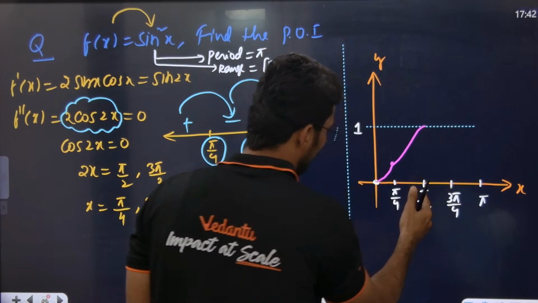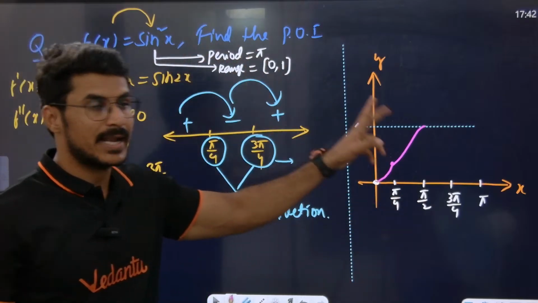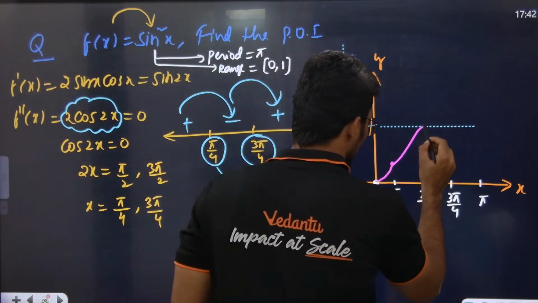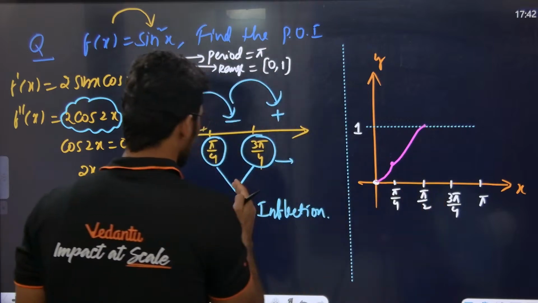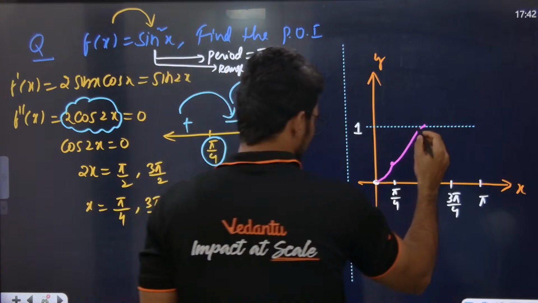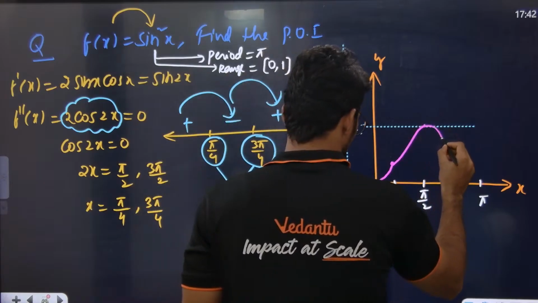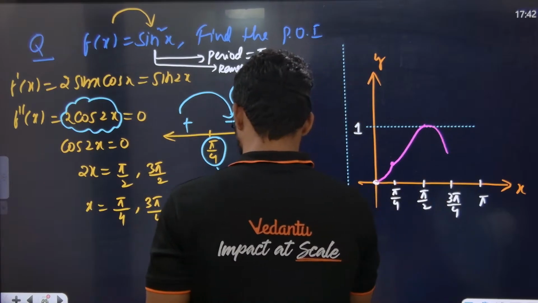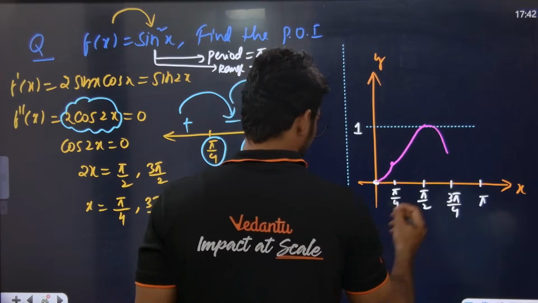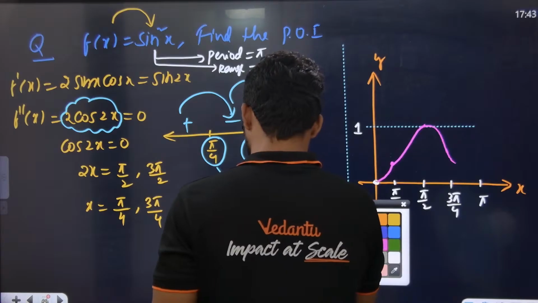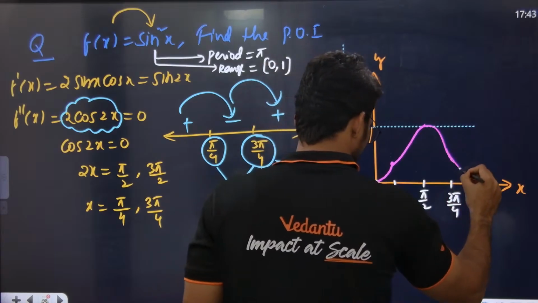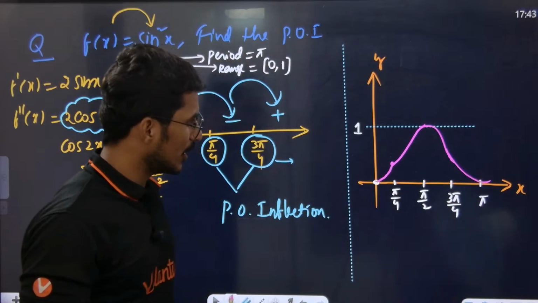At pi by 4, what? Put pi by 2, sin 90 is 1. Near pi by 2 the maximum value will come. And then after that, it will be falling down. After pi by 2, it will start coming down. And near 3 pi by 4, it will be coming down. Again after pi, what? Pi will be 0. Look, are you understanding the graph or not?